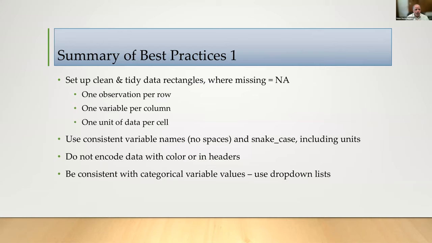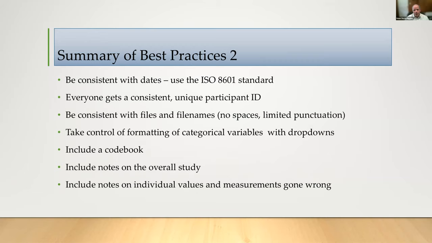So to summarize best practices, you can set up clean and tidy data rectangles where missing equals NA, with one observation per row, one variable per column, one unit of data per cell. Use consistent variable names with no spaces and snake case, including units. Do not encode data with color or in headers. Be consistent with categorical variable values. Use drop-down lists. Be consistent with dates. Use the ISO 8601 standard. Every participant gets a consistent, unique participant ID.